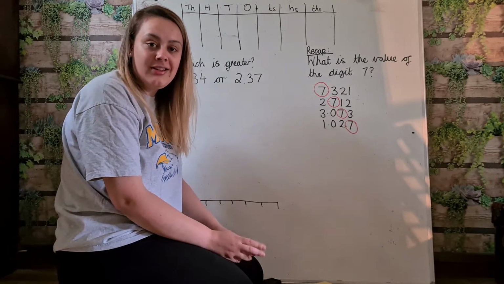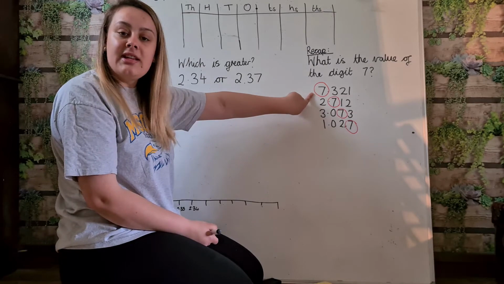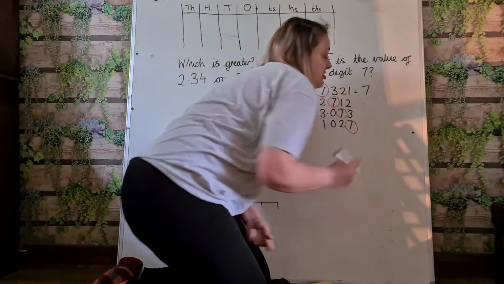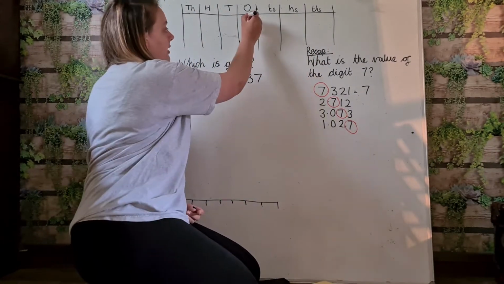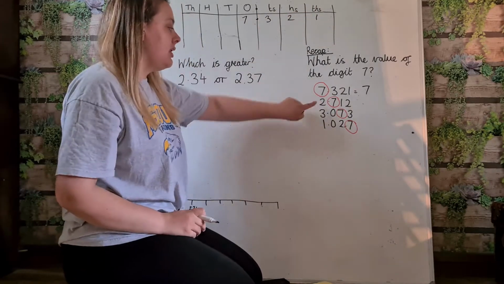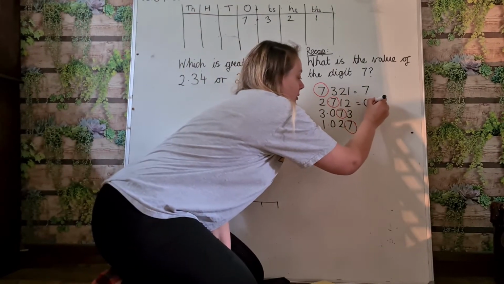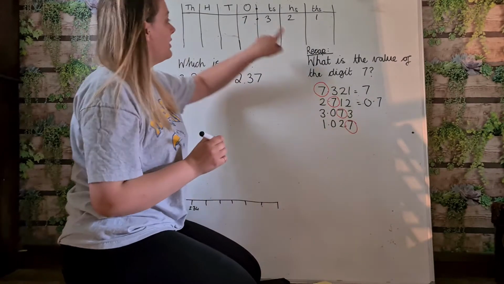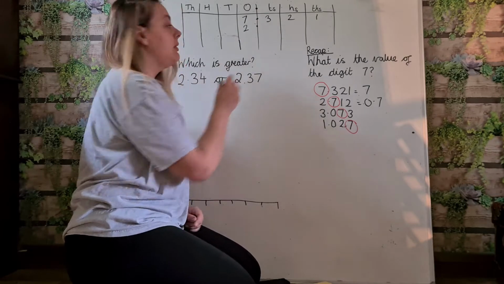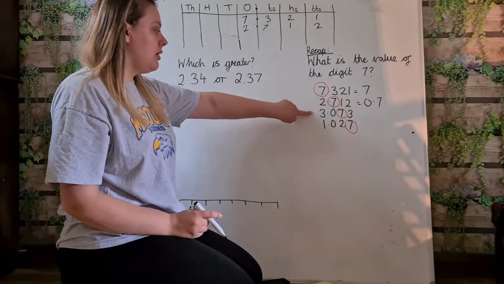Okay, you finished? Right, brilliant. So, what is the value of the digit 7 in this number? Brilliant, it's 7. Just 7, isn't it? 7 ones. If we put it in here, it'd be 7.321. Perfect. What about this one? Brilliant. It's 0.7 because the 7 would be in the tenths column. So if we wrote our number in our place value chart, it would be 2.712. Brilliant. What about our next one?